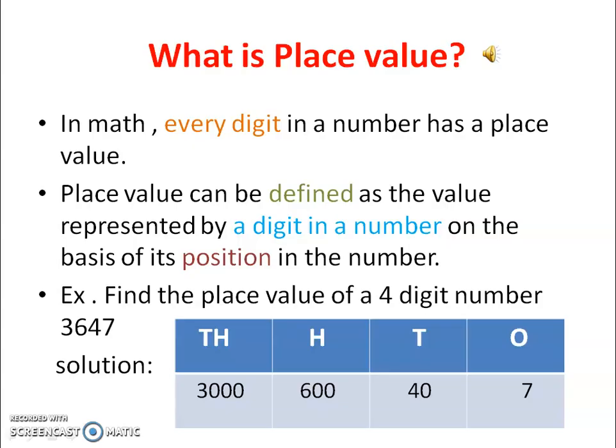The first digit in 3647 is 7. So, 7 will come under ones, right? Now, the second digit from the right side is 4, so it will come under tens. Then, the third digit from the right side is 6, which comes under hundreds. And the last, fourth digit is 3, which comes under thousands.